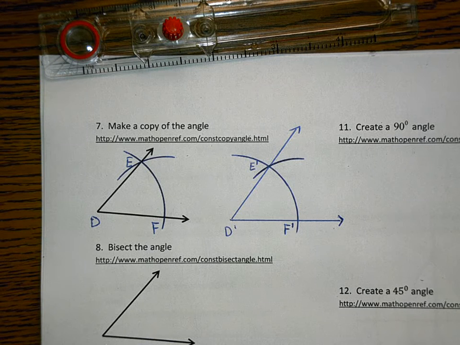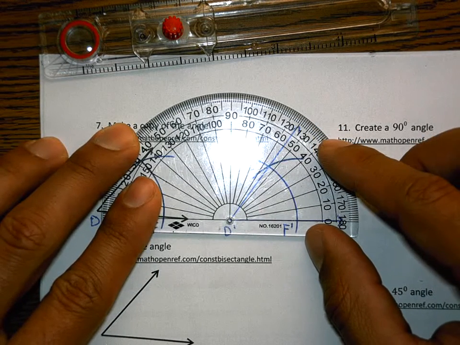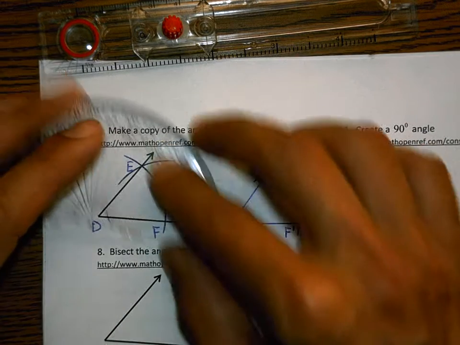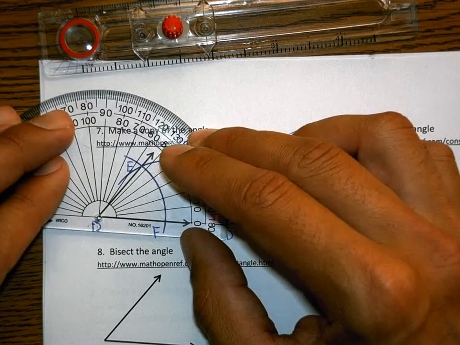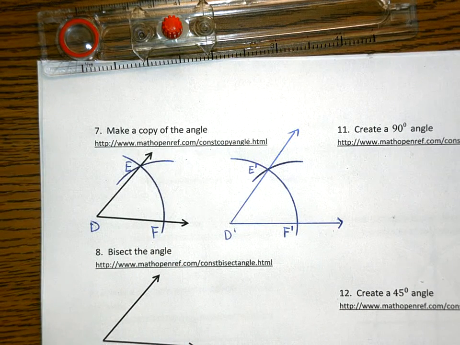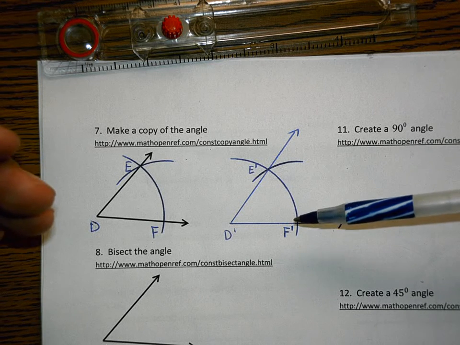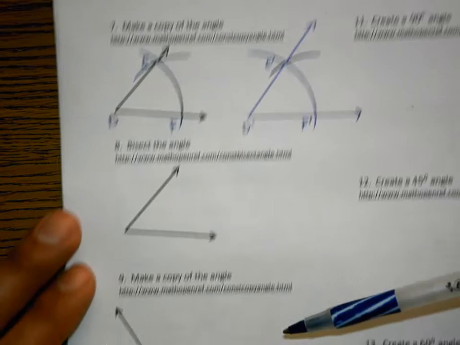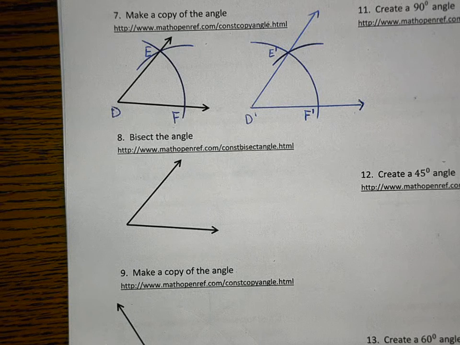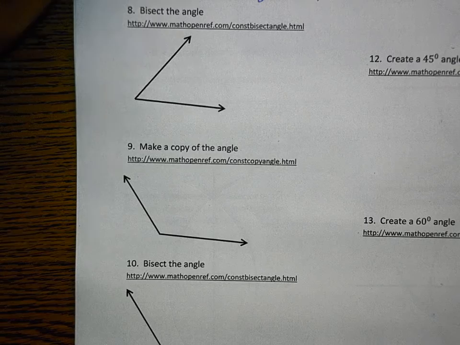Let's verify. I'm just going to double check that my angle is the exact same angle. I'm getting 55 degrees. We'll go over here. And that looks to be 55 degrees as well. They look like they're the exact same angle measurement-wise. So what you did here is the exact same thing you're going to do for number 9. So let's go down to number 9 and make sure that you're able to do it. Make a copy of the angle.